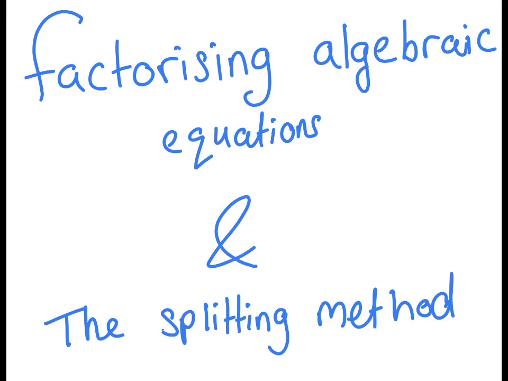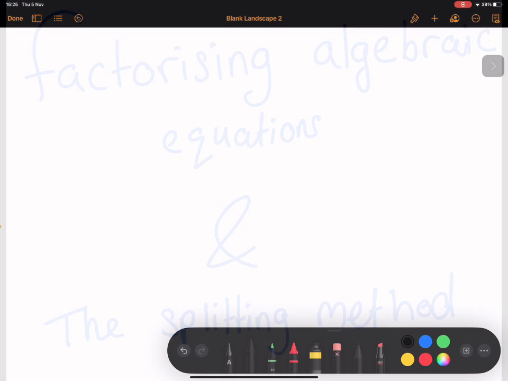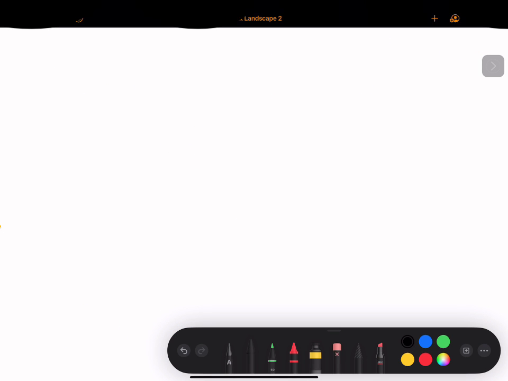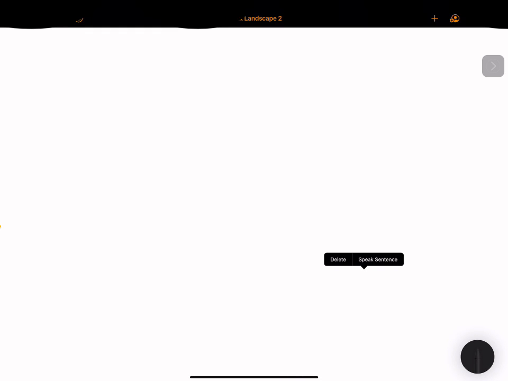This is Real Maths, and today we are going to be learning how to factorise algebraic equations. So, an algebraic equation, a quadratic equation, looks something like ax squared plus bx plus c, which all equals 0, where a, b and c are all constants to be found.